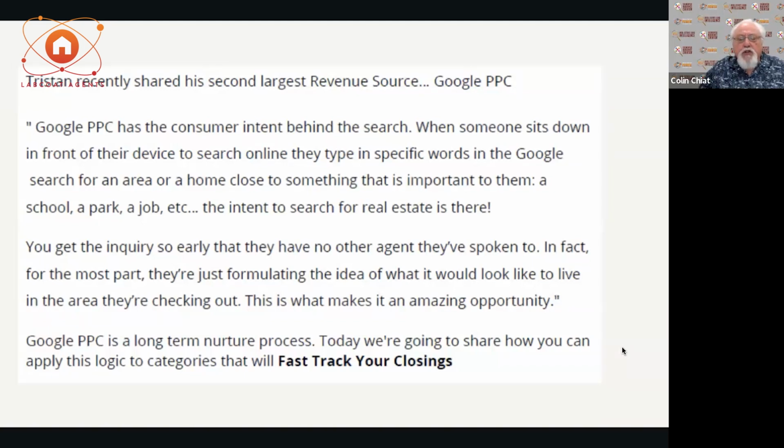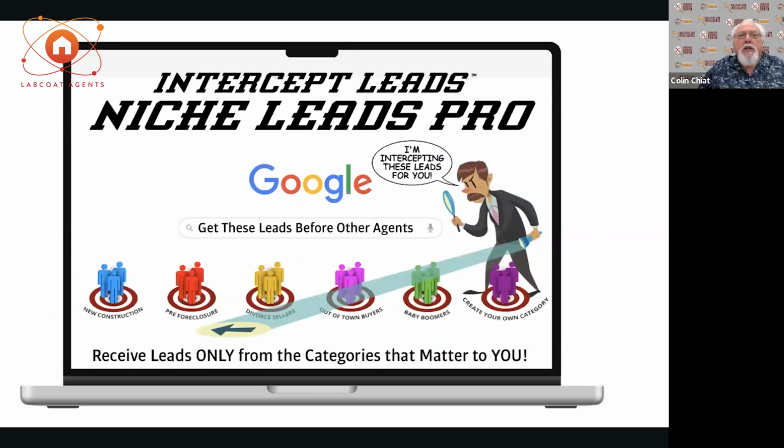And today we're going to show you how you can apply this logic to categories that will fast track your closings. That's important because in today's market, we definitely want to be fast tracking. The market is challenging, and how can you speed up the process to get closings much, much quicker? So it's important to get these leads before any other agents know they exist.